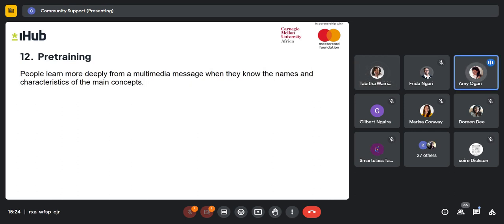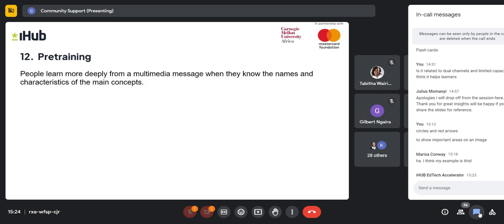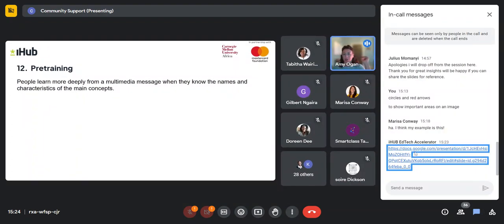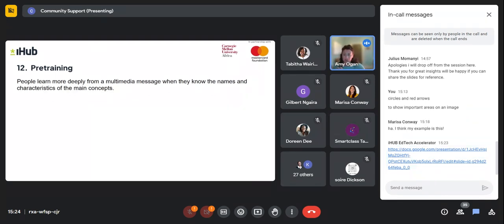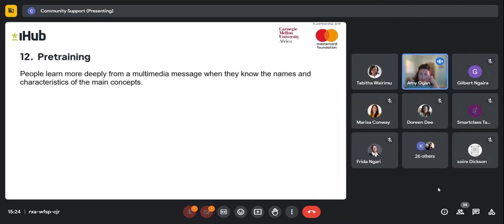Yeah, so you can even think about this presentation in which we talked about intrinsic cognitive load, extrinsic cognitive load, and germane cognitive load. We introduced those three terms at the beginning of this presentation, and then we're using them throughout the whole presentation. So that's an example of pre-training, where you give your definitions and you set things up ahead of time before you move into the rest of the training. That's a really simple example.